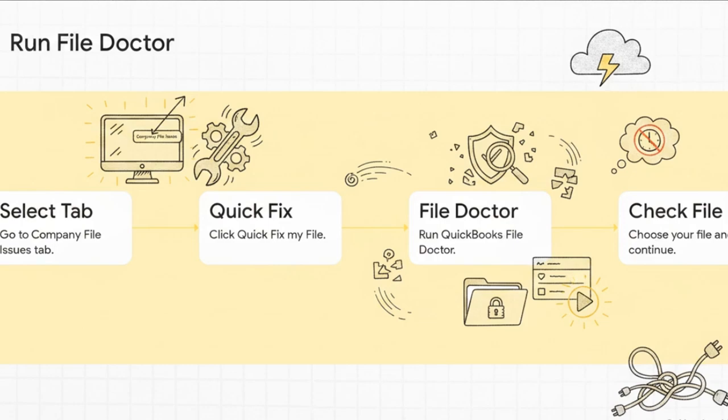First, select the Company File Issues tab. Next, click Quick Fix My File. Once that finishes, click Run QuickBooks File Doctor. Finally, choose your company file from the dropdown. Make sure you select the middle option that says Check Your File, enter your admin password, and continue. That is the ideal flow.